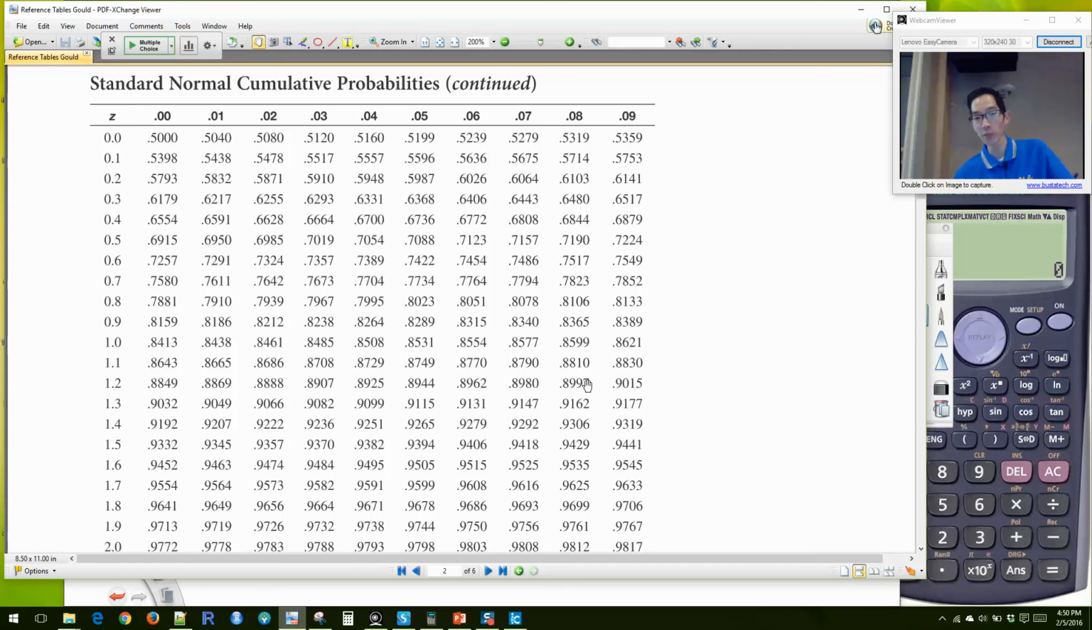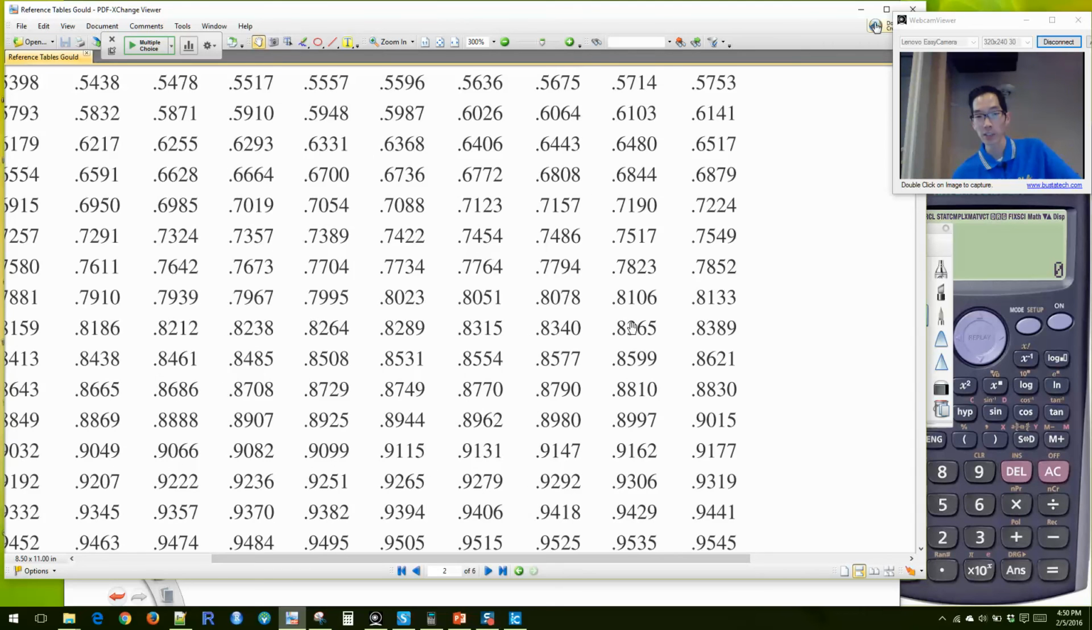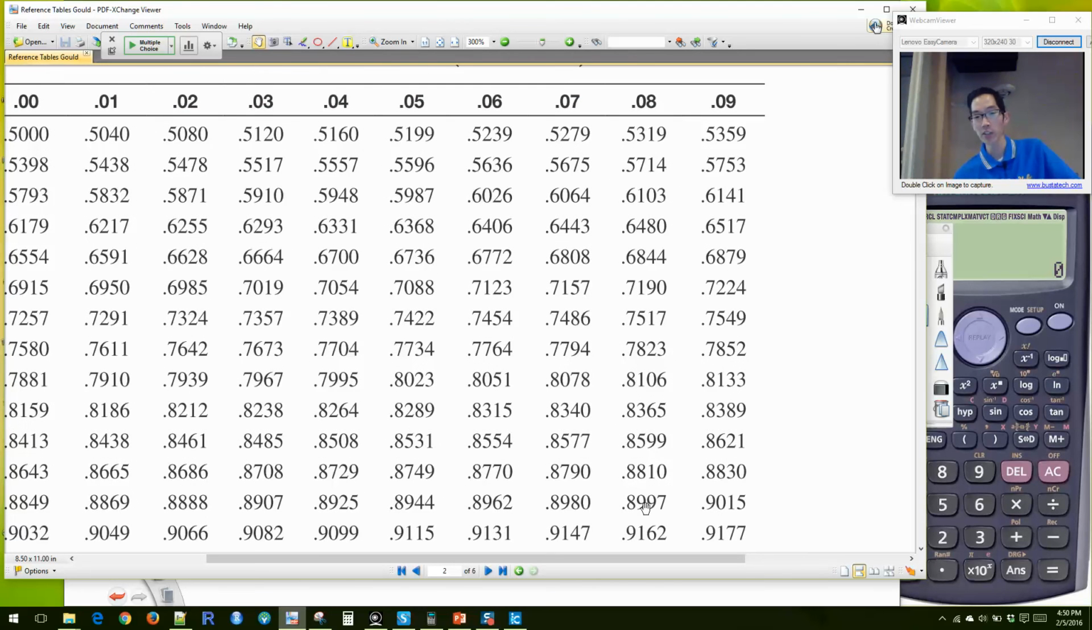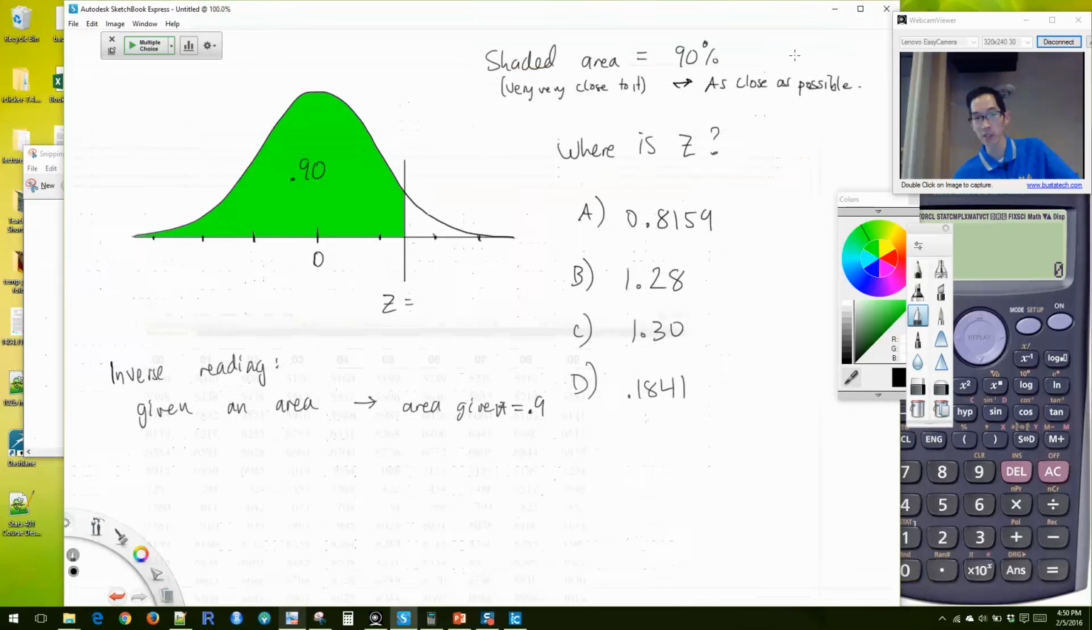So 0.9 is in between these two numbers, between 0.8997 and 0.9015. So in this case, you just pick the number that's closer. So this one's off by 15 ten-thousandths. This is off by 3 ten-thousandths. So we're going to say 1.28 wins.